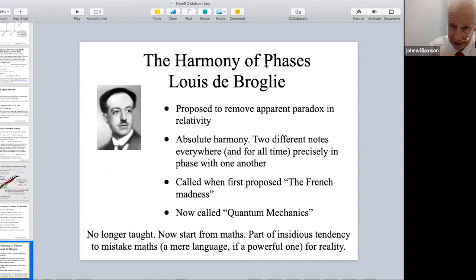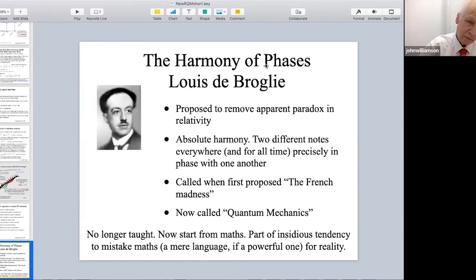And what it does is it underpins and it shows the why of the harmony of phases, Louis de Broglie. Now, harmony of phases, a lot of you may not have heard of this. Before quantum mechanics, before lambda is h over p, there was Louis de Broglie, and he was doing a thesis. And what concerned Louis de Broglie is relativity. He was looking at relativistic quantum oscillators before relativistic quantum mechanics.